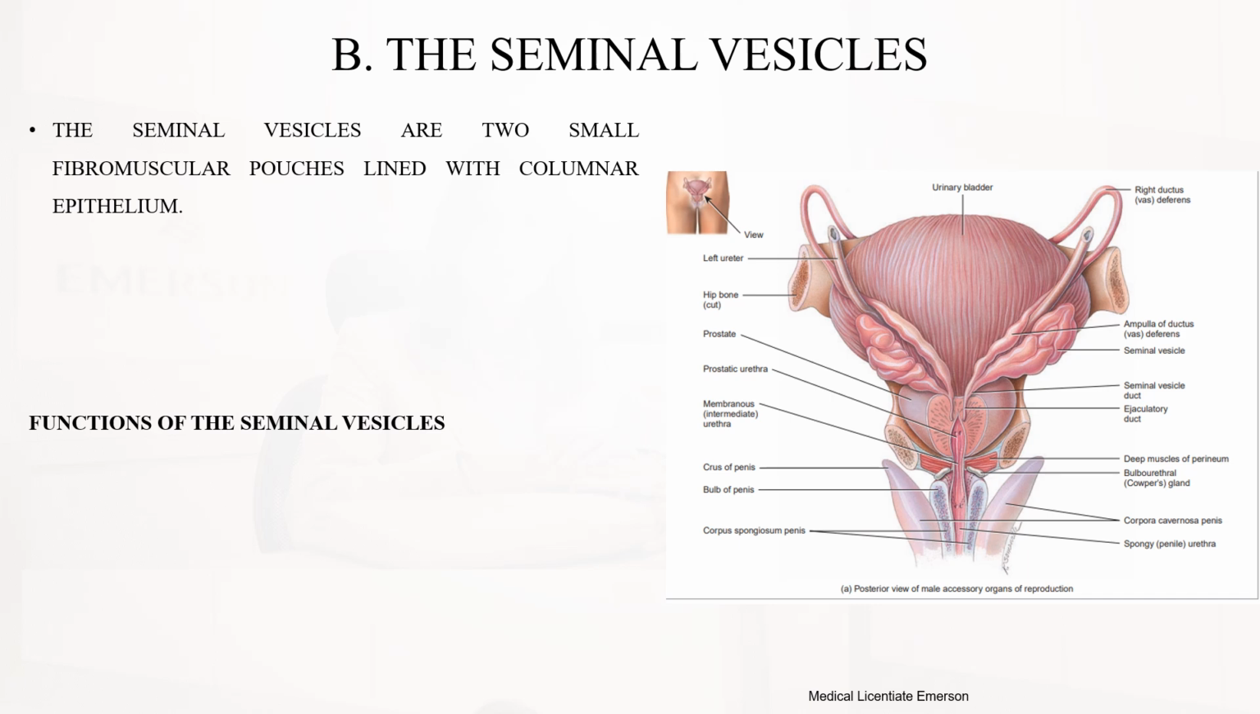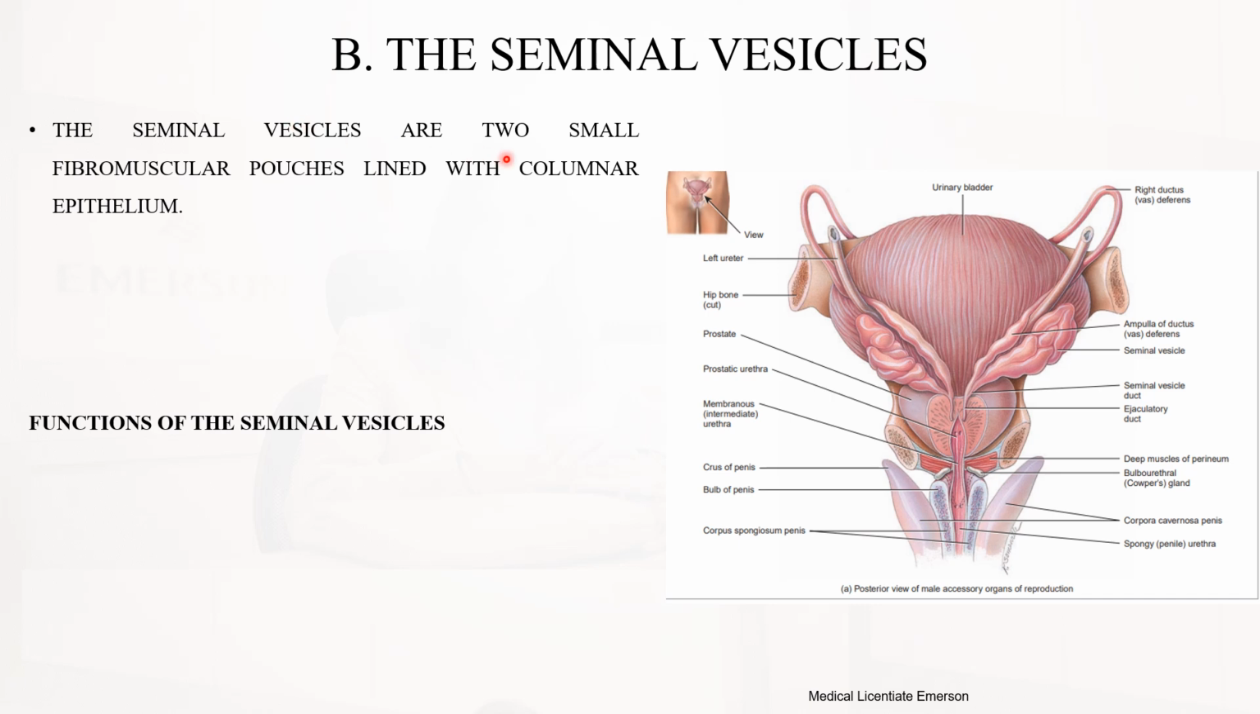Okay. Then next is the seminal vesicles. So these are the seminal vesicles, the ones looking here. Then this is the ampulla of the ductus, or the ampulla of the vas deferens, or the ampulla of the ductus deferens. Then these are the seminal vesicles. Here, we're going to talk about the seminal vesicles.